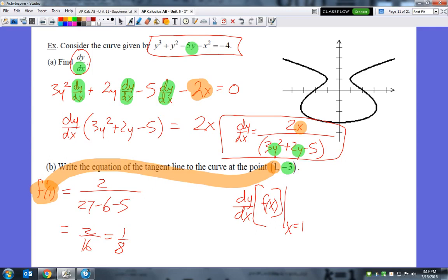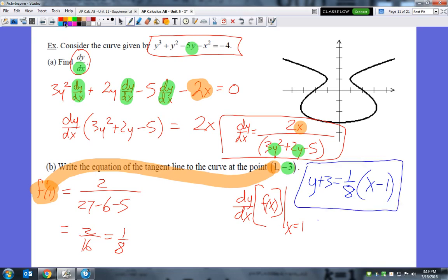So with 1/8, I'm going to go ahead and do the point-slope formula. It'll be y minus y1, so y minus -3 is equal to 1/8, and it's going to be x minus x1. And that would be your answer. You don't have to simplify it if you don't want to. But if you did, it'd be y is equal to 1/8 x minus 25/8.